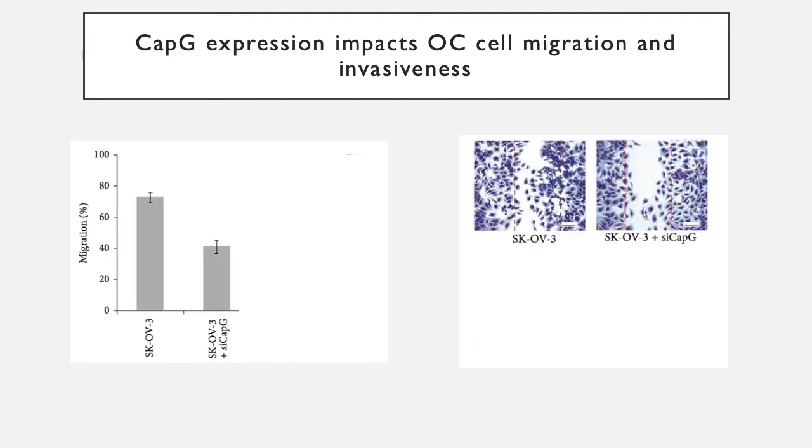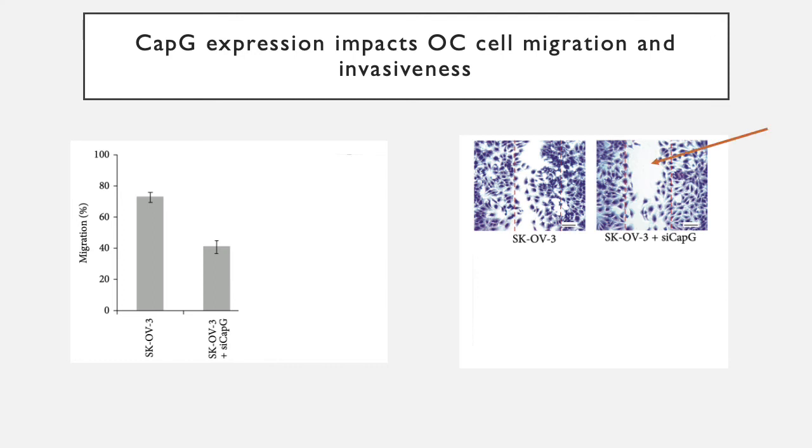After creating these modified cell lines, the authors utilized a scratch assay in order to measure cell migration rate. First, let's look at the SKOV3 cell line compared to the CapG knockout cell line. The mobility of the CapG silenced cell line was nearly half that of the original cell line. This decreased mobility of the CapG knockout can be seen here.